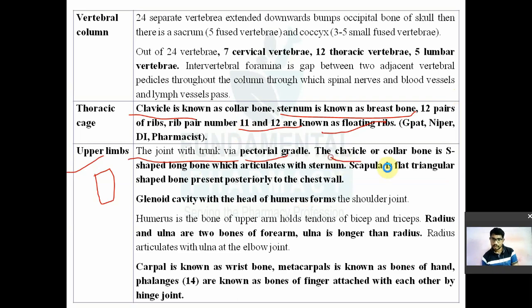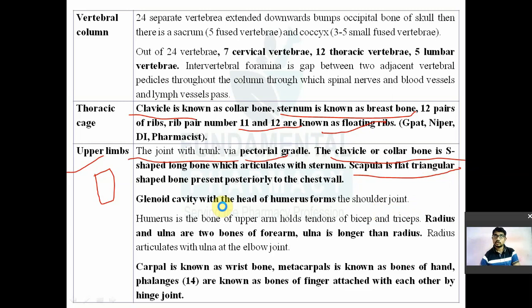Clavicle or collarbone is an S-shaped long bone, which articulates with the sternum, sternum के साथ में joint होता है. Scapula is a flat triangular shaped bone present posteriorly to the chest wall. Anteriorly मतलब सामने वाला, जो भी मेरे बॉडी के सामने है, that is anterior. पीछे जो है वो that is posterior.